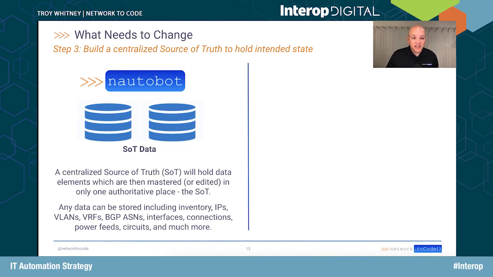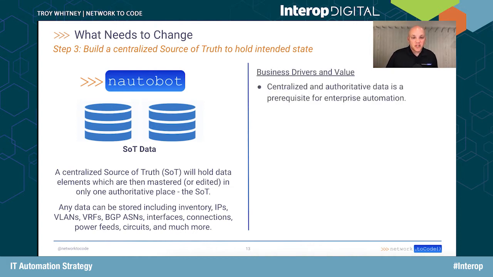Now, you could store any type of data in the source of truth: IP addresses, VLANs, ASNs, and so forth. It's really not limited by the type of data, but what we need is a centralized and authoritative source of truth. It's really required for accurate automation, and the quality of the data must be of the highest integrity.